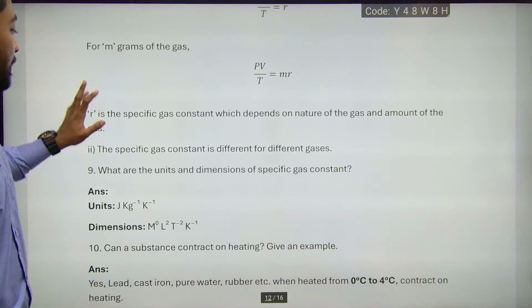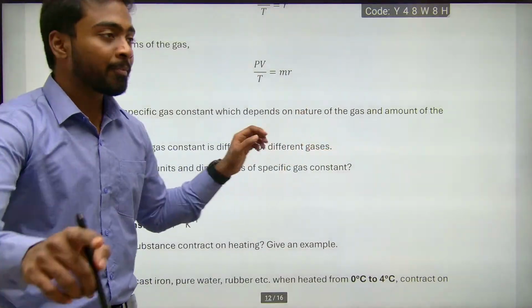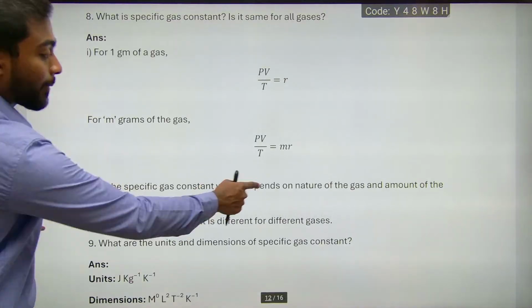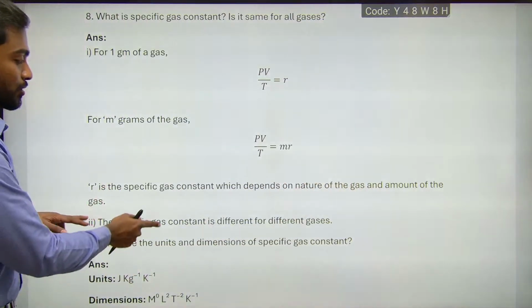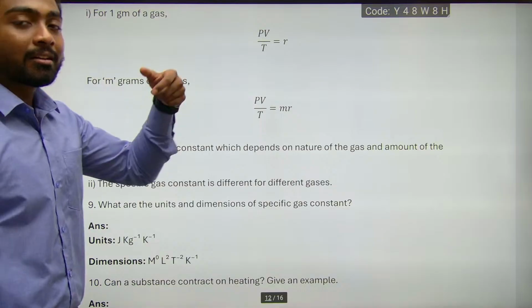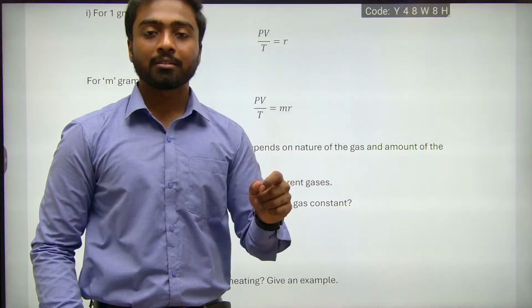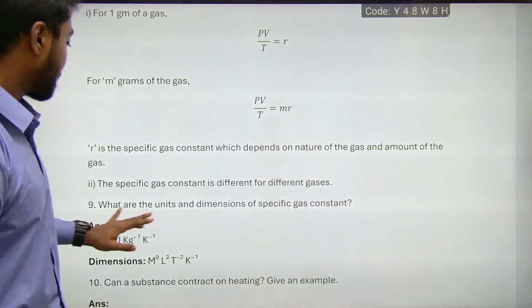So the second point, the specific gas constant is different for different gases. Here itself we can understand that it depends on the nature of the gas, right? So obviously, is it different for different gases? Yes, it is different for different gases, right?